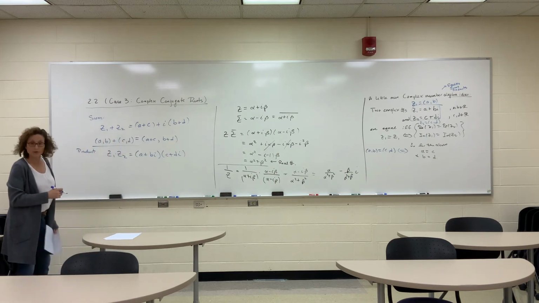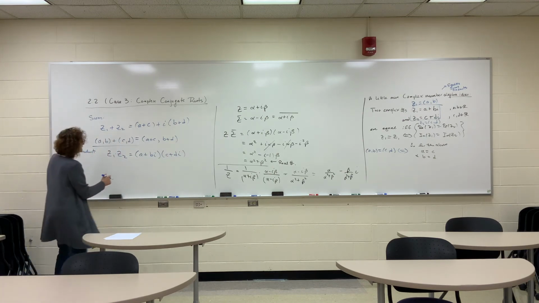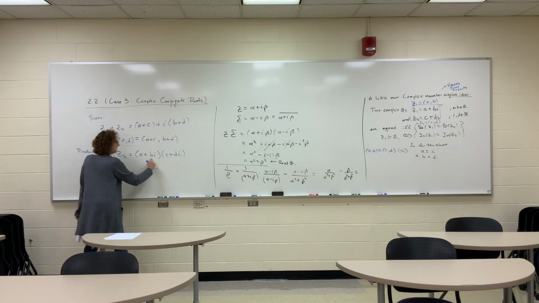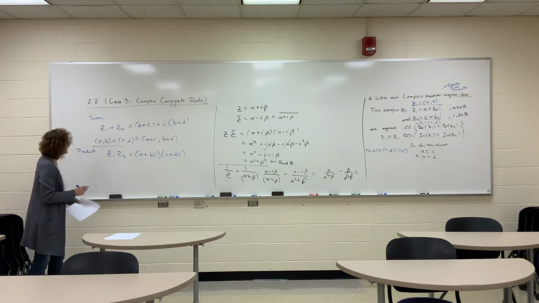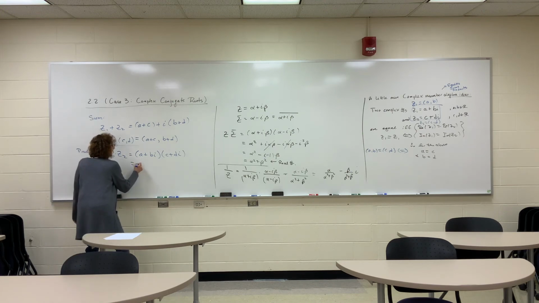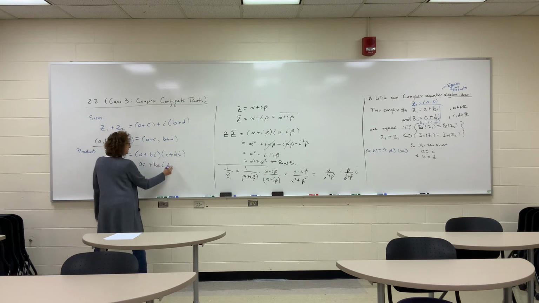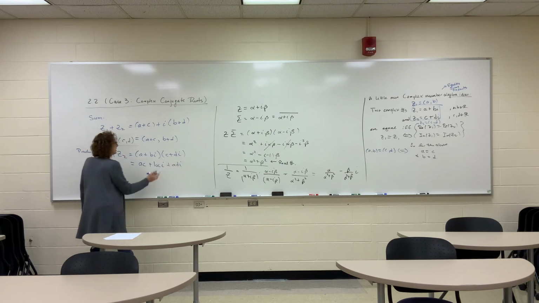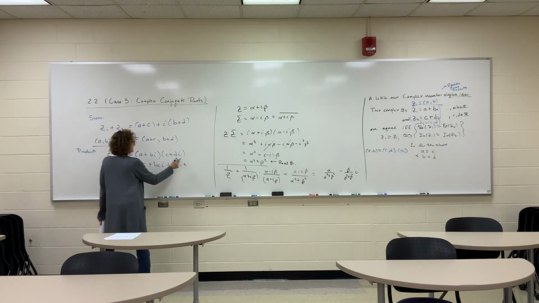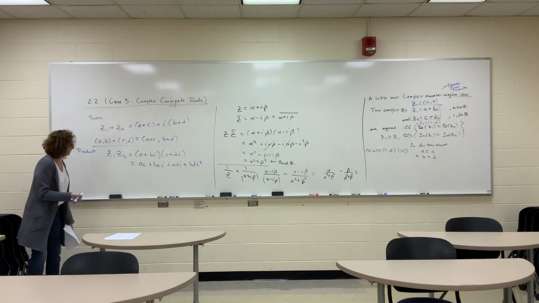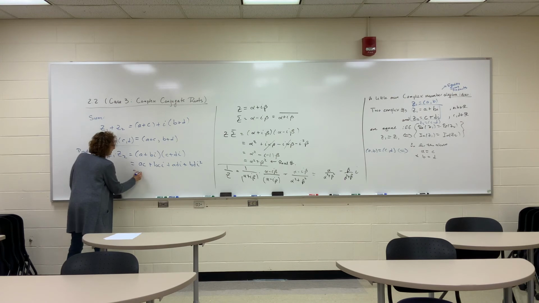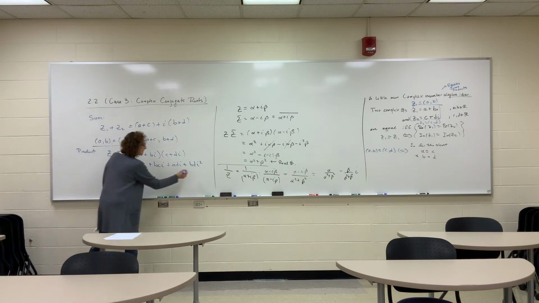It's the same idea as FOIL, which is just the distributive law: distribute A across each thing, plus distribute BI across each thing. Let's do it in a FOIL way: A times C, plus B times C times I, plus A times D times I, plus B times D times I times I, so times I squared. Okay, well, what is that? AC, and what is I squared?